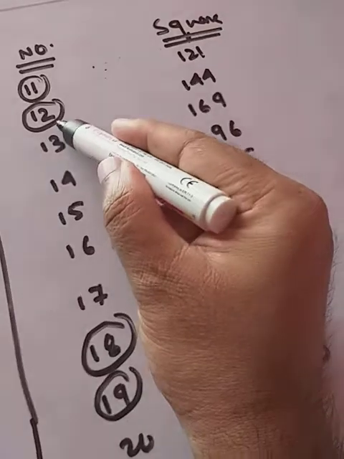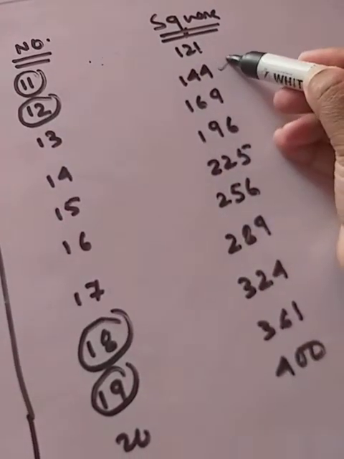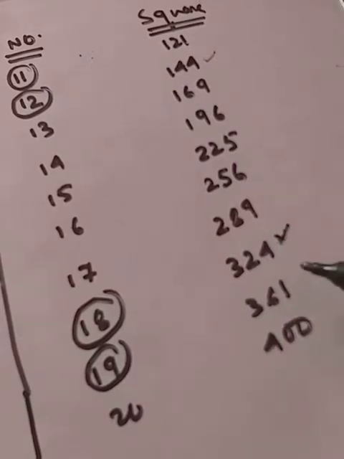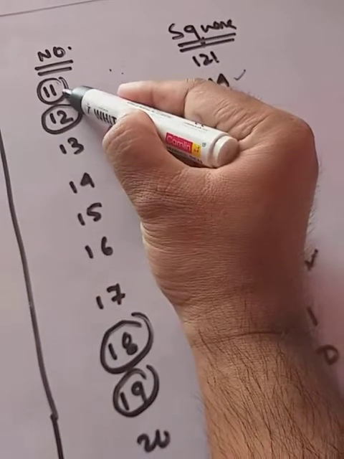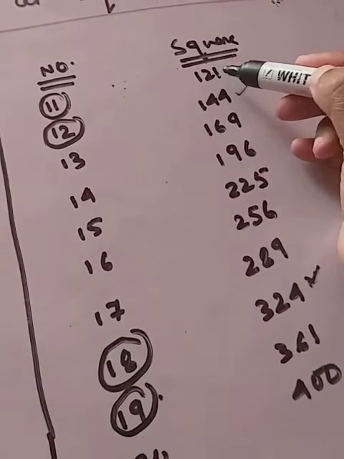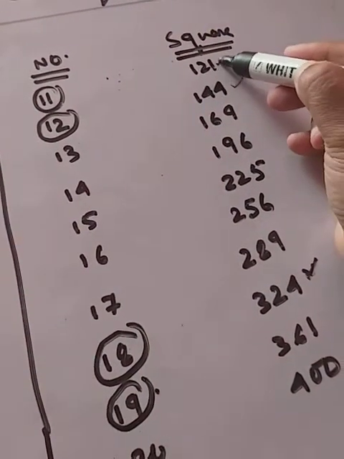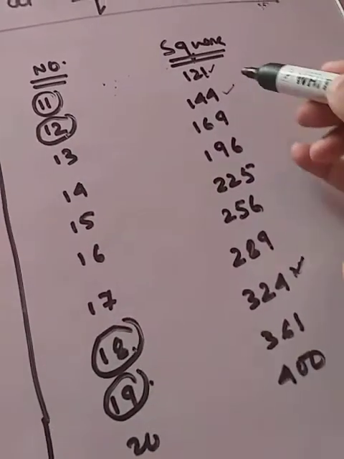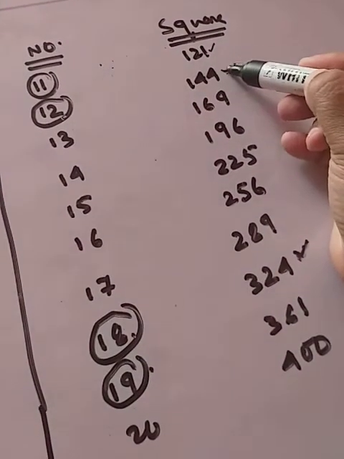See, 12 square is 144, the unit digit is what? 4. 18 square is 324, the unit digit is what? 4. So when the unit digit is 1 or 9, the square's unit digit will be 1. But when the unit digit is 2 or 8, the square's unit digit will be 4.